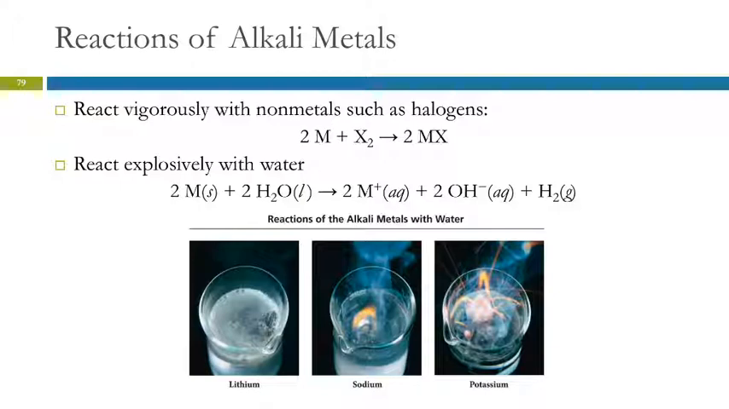As far as reactions, they're very reactive. They will react vigorously with nonmetals such as the halogens. They form ionic compounds, and so we can predict the formulas for their compounds because we can predict the ions. So alkali metal is going to form a +1 ion. Here, if this is halogen, it's going to form a -1, and so we'll get MX.